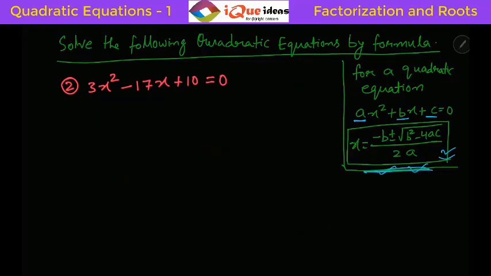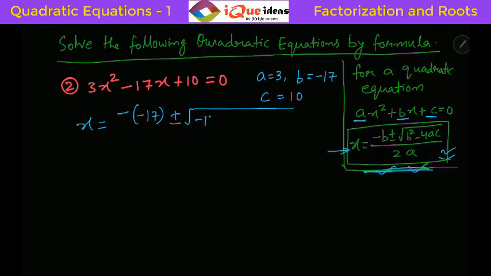Now the second question, it says 3x square minus 17x plus 10 equal to 0. Even in this, the factorization is possible, but we'll go ahead and apply the formula here. Here we have a is equal to 3, b is equal to minus 17, and c is equal to plus 10. Right? This is the formula that we have to apply. So the value of x will be minus b, so minus of minus 17, plus minus square root of b square. So it is minus 17 square minus 4ac. So 4 into a is 3, c is 10, divide by 2a, so 2 into 3, right?